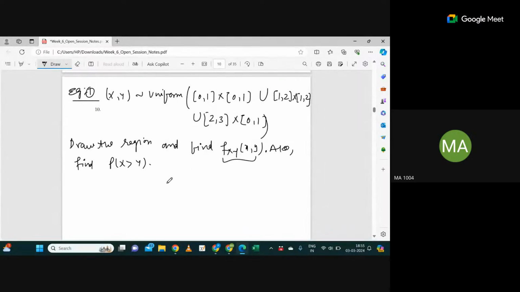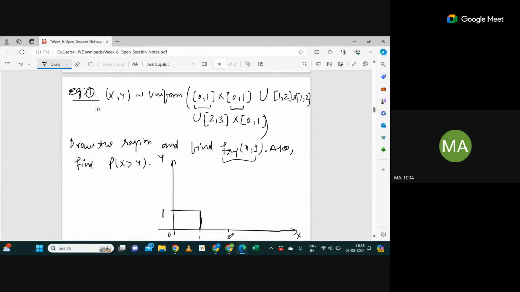What is the appropriate region for this? Suppose this is my x-axis and this is my y-axis. So what is this? 0 to 1, 0 to 1. That means first x will lie from 0 to 1, then y will be 0 to 1. That means at the very first, I'm talking about this region, right? Correct.